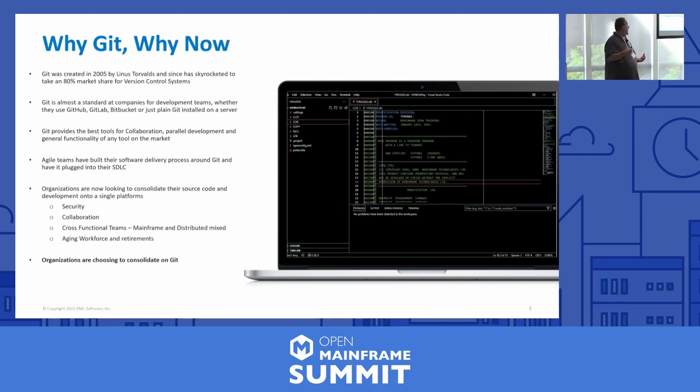Now, agile teams today have built their SDLCs around Git and how it operates. Git flow, GitHub flow, how all those methodologies work is how companies are organizing their SDLC. Now, how does that help on the mainframe side? That's all great on the distributed side, but how does that help on the mainframe side? A couple of things. Number one, we've already established that as a source code management system, Git is top notch. Best in class.